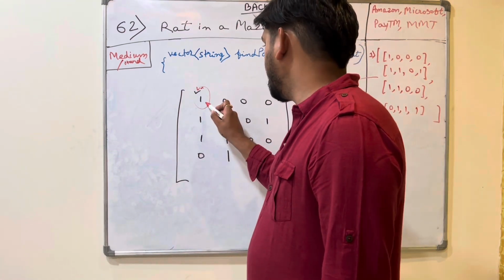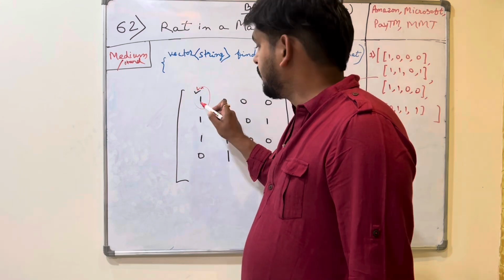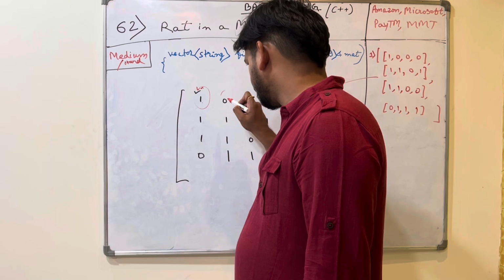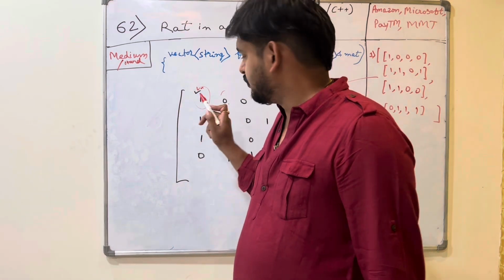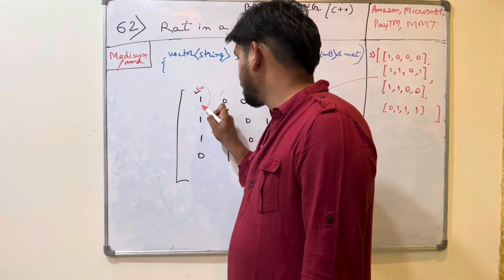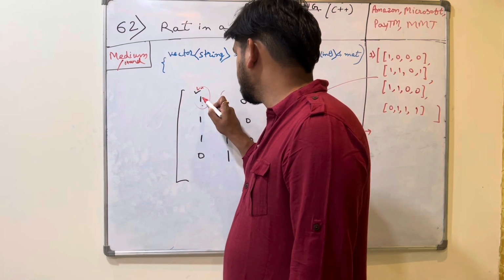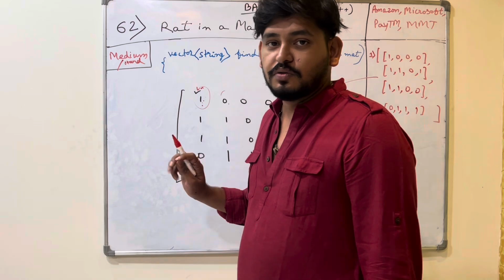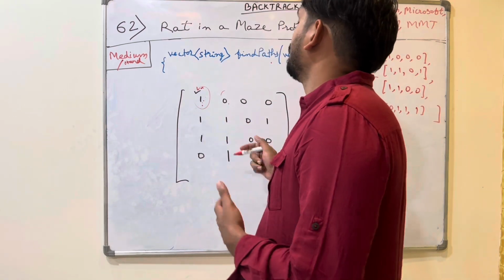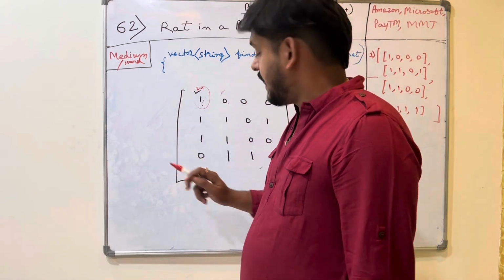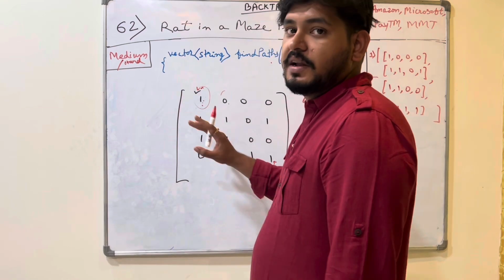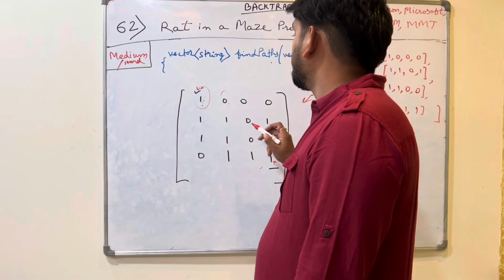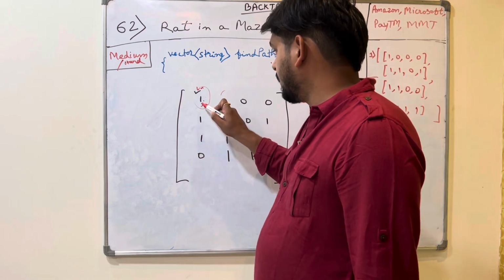It can move to any position only if the value of that position is 1. So if the matrix at 0 0 starts with 0, then it's not going to start at all. It has to start with 1 and end with 1. Then only can it move. If that is not the case, you return -1. Here it starts with 1 in this example.